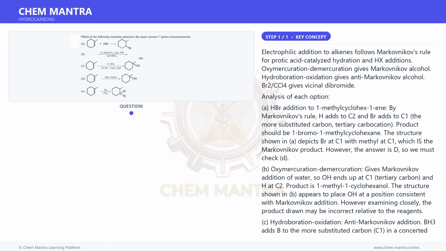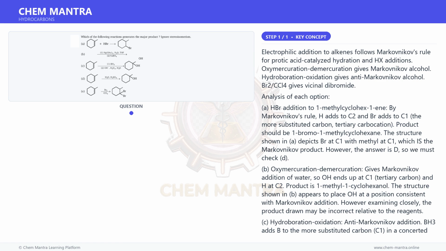E. Br2 in CCl4, anti-addition of bromine across the double bond gives trans-1,2-dibromo-1-methylcyclohexane. The product shown in E with two Br atoms on adjacent carbons is correct for electrophilic bromination, but the question ignores stereoisomerism, so the connectivity shown, a vicinal dibromide, should be correct.